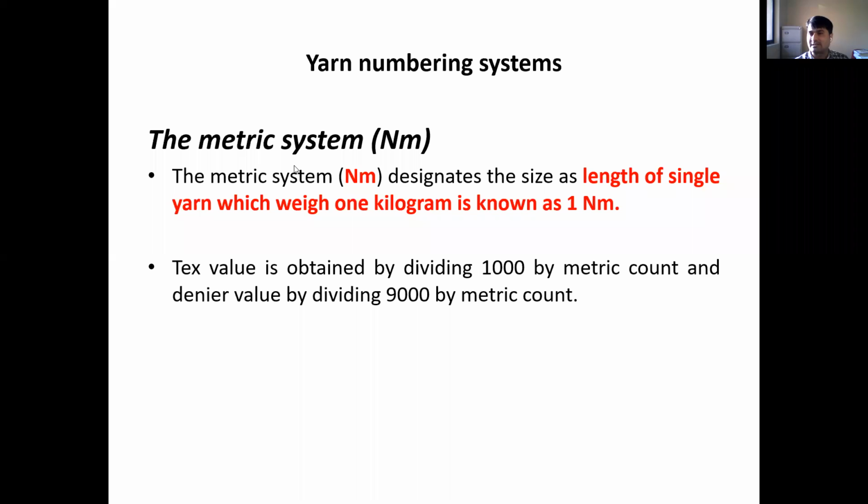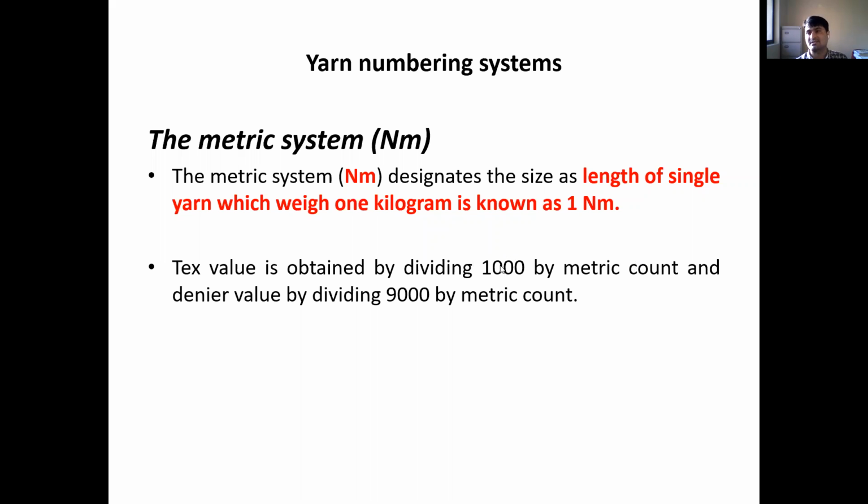Whatever the metric value is coming, we can divide 1000 by the metric count. 1000 divided by metric count, so we will get the tex value. If we want to convert into denier, then 9000 divided by metric count. 9000 divided by metric count, we will get denier, because denier is 9000 meters of single yarn. That's why we are keeping 9000 here.